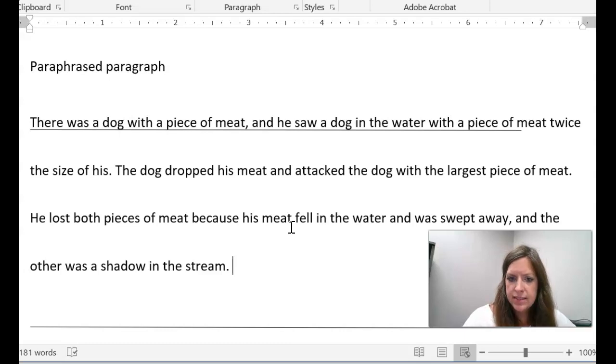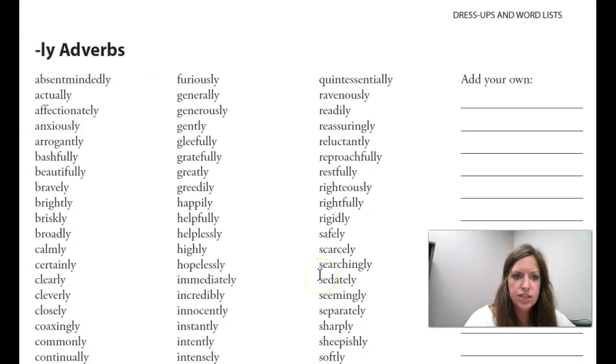And then the last thing that we're going to talk about is the ly adverb. So here are your ly adverbs, and I call these dress ups. We're going to have several dress ups that we apply to every paragraph we write. You're only putting 1 per paragraph, okay? So our first dress up is an ly adverb, and I want you to put an ly adverb in every paragraph that you write for me from now on, okay? So you're going to pick one and put it in your paragraph that you're doing for homework.